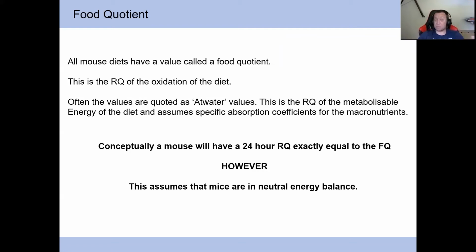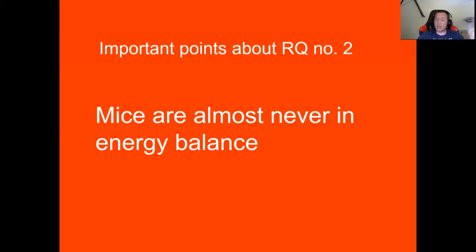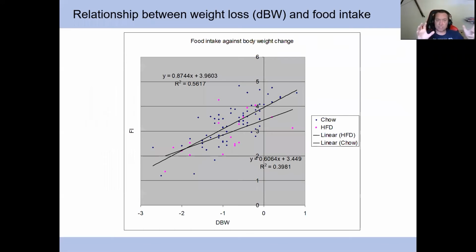However, this assumes that mice are in neutral energy balance. Now, we've seen from our previous talks, mice are almost never in neutral energy balance. So we saw this last time, and this is a relationship between weight loss, delta body weight, and food intake. This is, again, the stunning result that if you do not eat, you lose weight, okay?